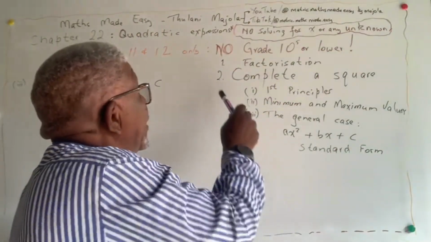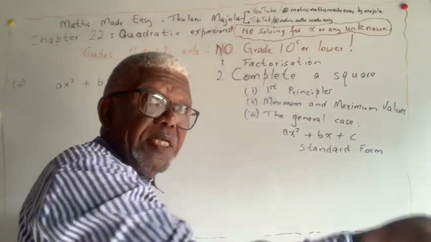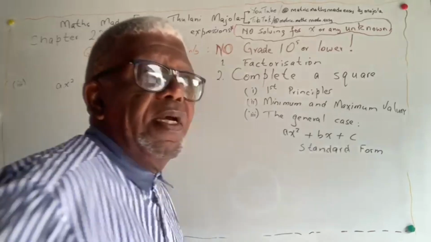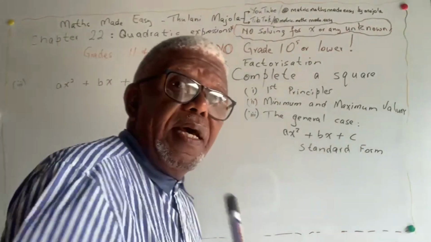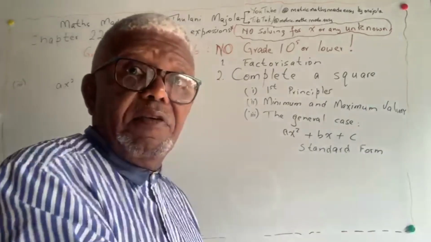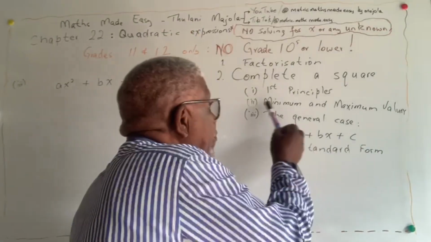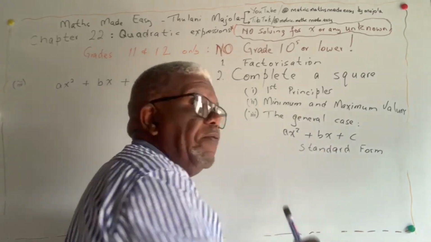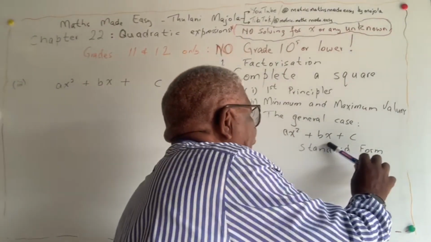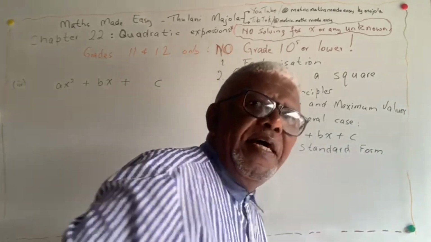And then number 2 was completing a square. We've done completing a square from the first principles, and then we've determined the minimum or maximum values and the axis of symmetry. Now the last one that I'm going to deal with is the general case, which is ax squared plus bx plus c. You also call it the standard form.